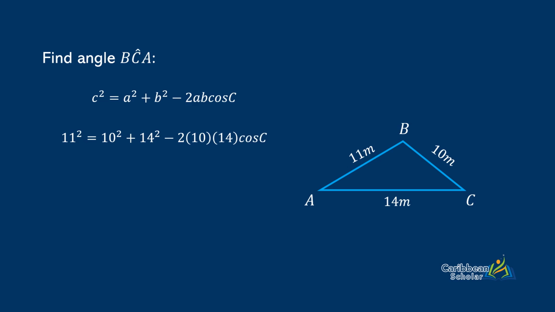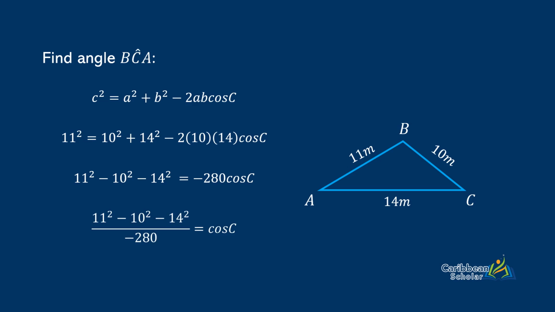So now we just need to rearrange this equation to find the actual angle C. Let's start by moving the numbers over to one side. So we have 11 squared minus 10 squared minus 14 squared equals minus 280 cos C. And then we could divide throughout by minus 280. And we have (11 squared minus 10 squared minus 14 squared) over minus 280 equals cos of C. We take the cos inverse of this, and then finally we have our answer of 51.32 degrees.